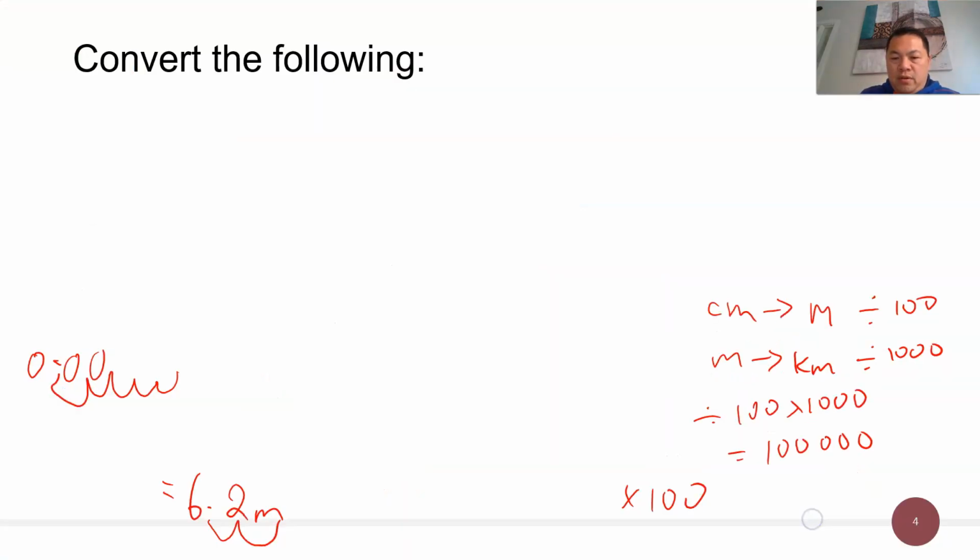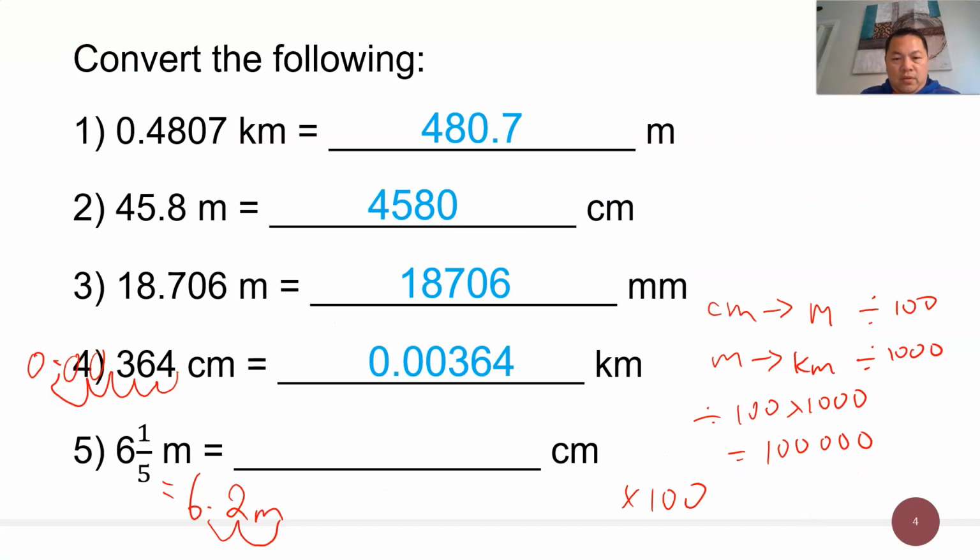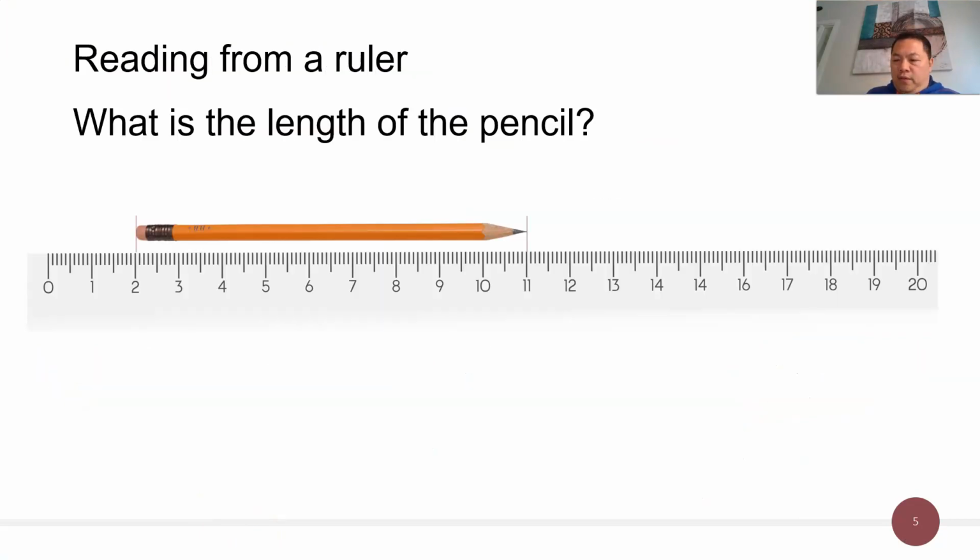Okay, let's carry on. From here, you need to learn how to read from a ruler. It's not as direct. You need to know the gaps in between. So from 2 to 11, there are 1, 2, 3, 4, 5, 6, 7, 8, 9 gaps. So it's 9 cm.